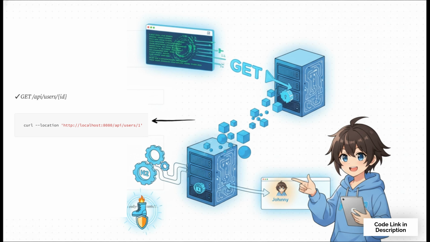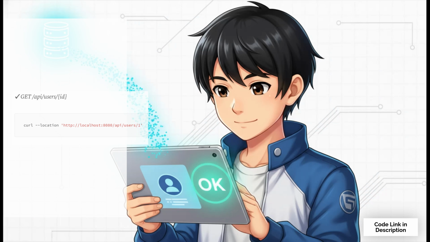We'll send another curl request, but this time, it's a simple GET request to /api/users/1, using the ID that we just got back from our first request. And there it is, another 200 OK status, and the JSON payload for our user, Johnny. This confirms that our entire flow is working end-to-end. The controller got the request, passed it to the service, which used the repository to save, and then retrieve the data from our H2 database.